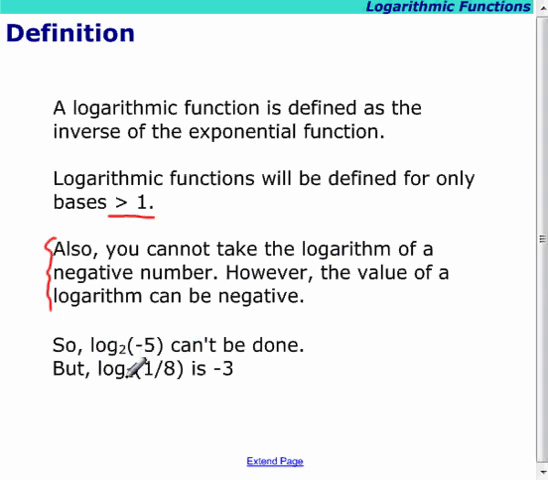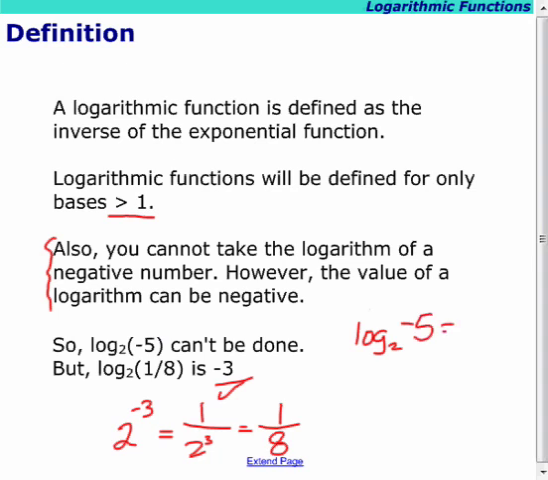But to what exponent must I raise 2 to get 1/8? The answer is negative 3. Sure, that works, because 2 to negative 3 is equal to 1 over 2 to the positive 3, which is the same as 1/8. In this case here, log base 2 of negative 5, I can't do that, as we'll see. Log base 2 of negative 5, let's make that equal to, say, x.